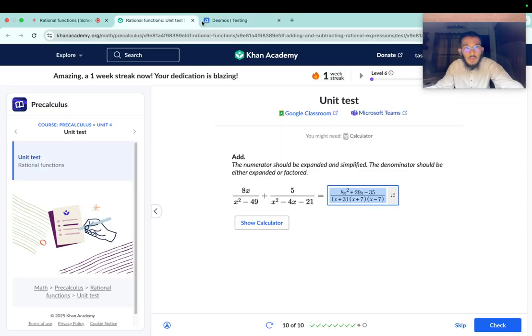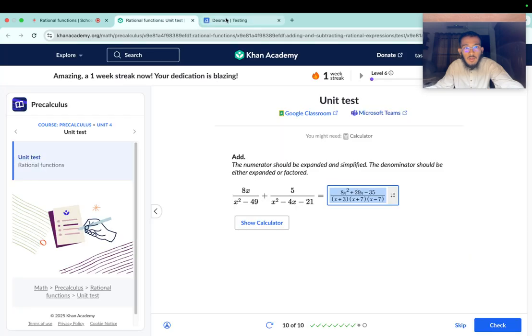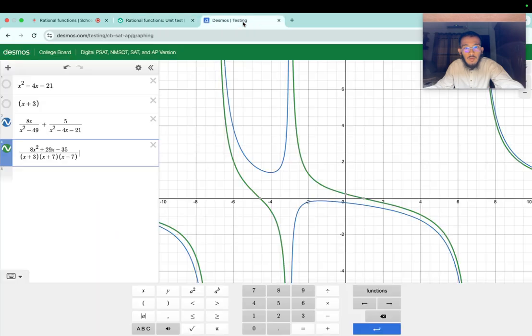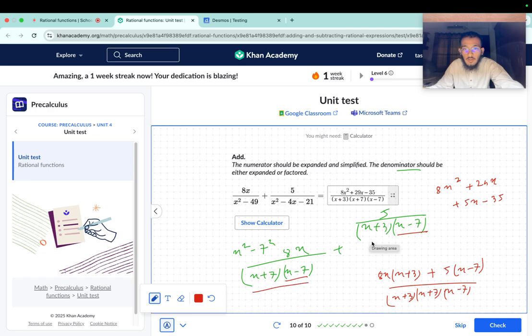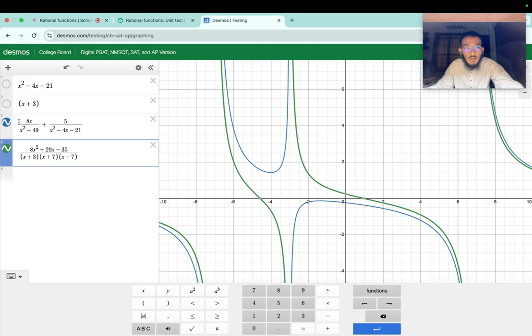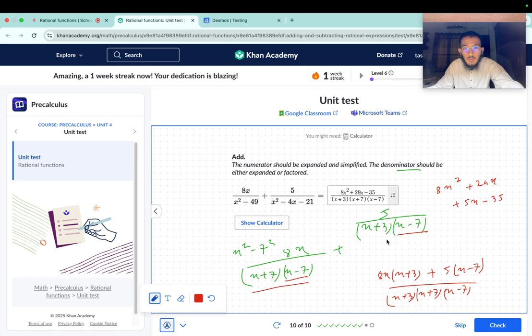Oops. 8x over x squared minus 49 plus 5 over x squared minus 4x minus 21. 8x squared plus 29x minus. It is not the same. So this thing is correct. x squared minus 4x minus 21 is (x plus 3)(x minus 7).